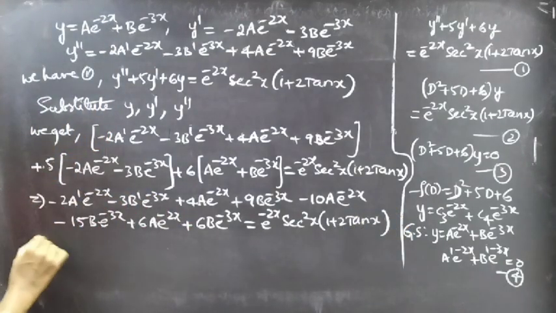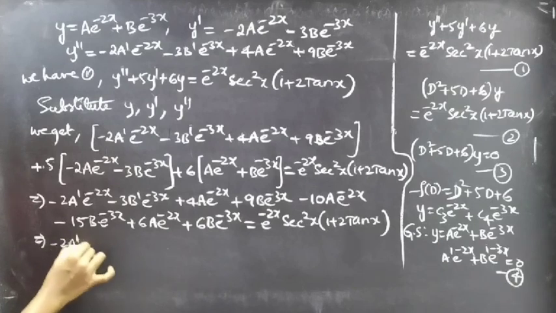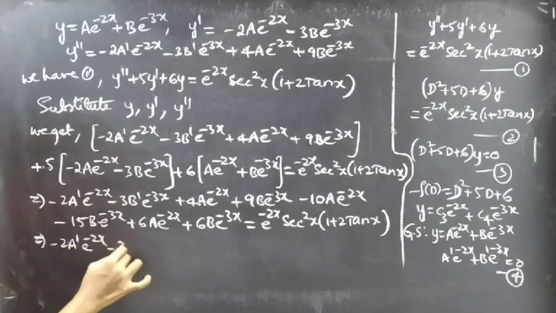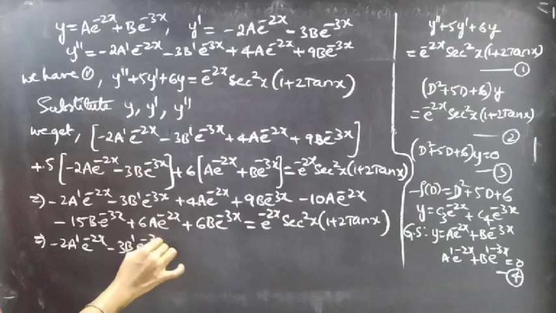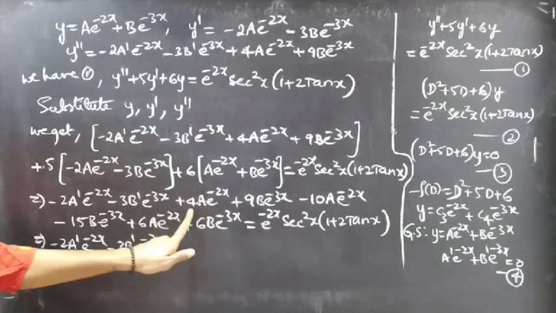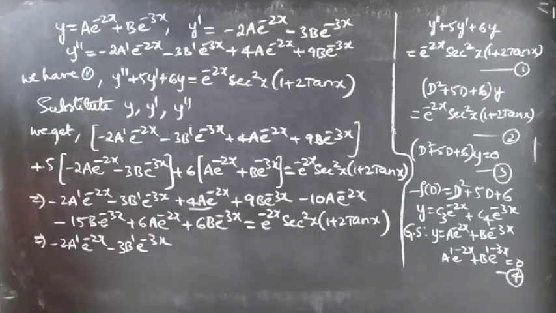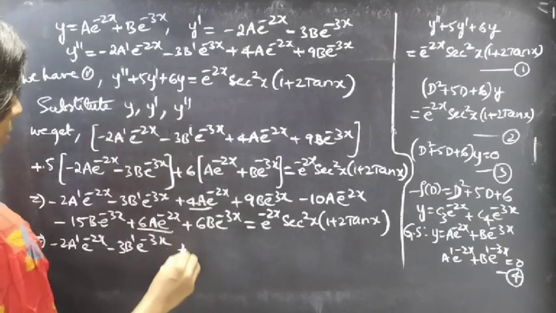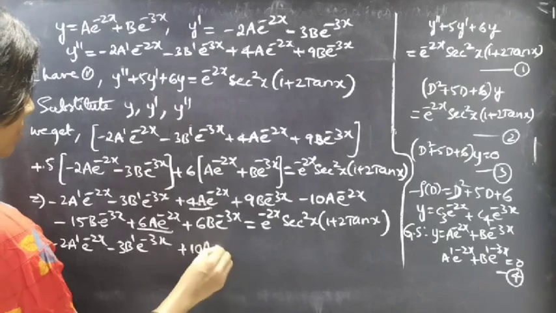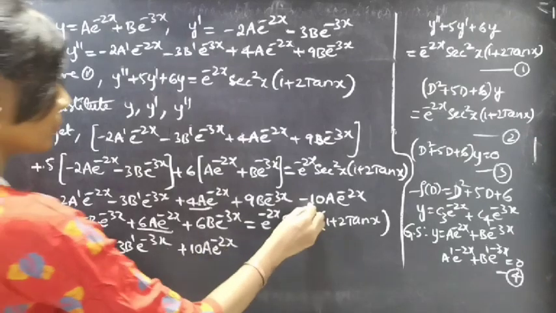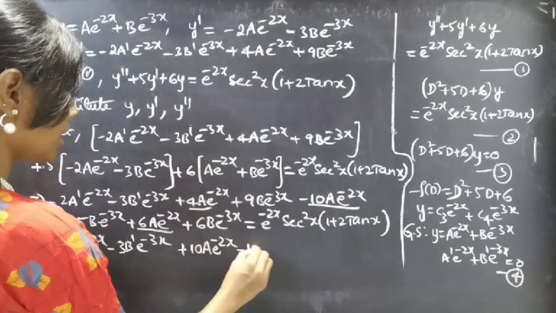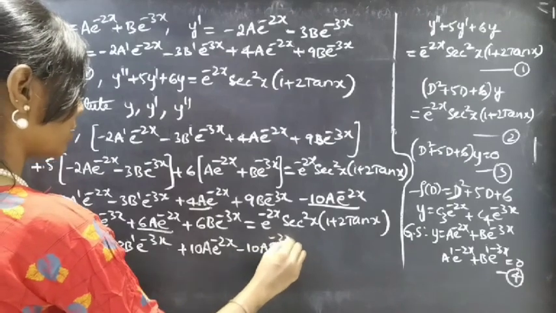This gives us minus 2a dash e power minus 2x minus 3b dash e power minus 3x plus 4a e power minus 2x plus 6a e power minus 2x is plus 10a e power minus 2x minus 10a e power minus 2x.